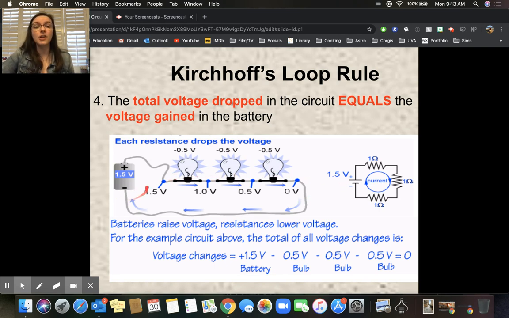So if I know that this 1.5 volt battery is adding 1.5 volts, then I know that all three of these light bulbs together have to be dropping the voltage by 1.5. And I could do that if I knew the resistance and the current for each of these to find the voltage drop.